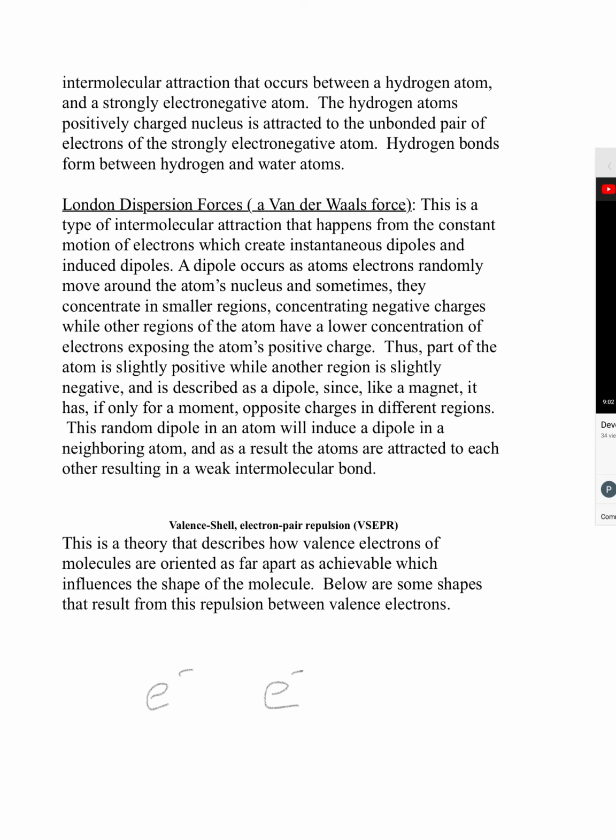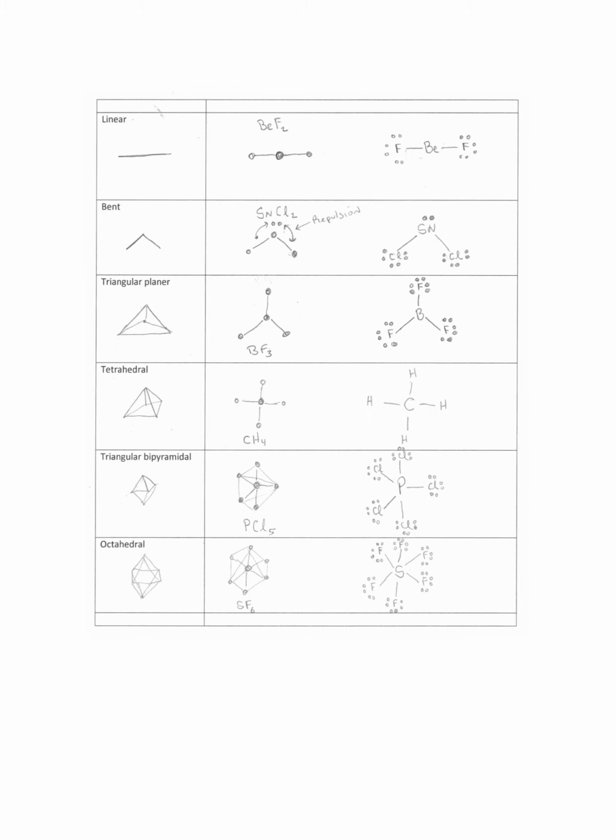So there's a repulsion force between electrons. Electrons want to stay as far apart as possible, and that fact will determine the shape that a molecule will have, because the electrons want to stay as far apart from neighboring atoms. So let's take a look at this.